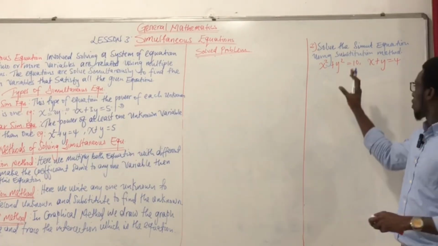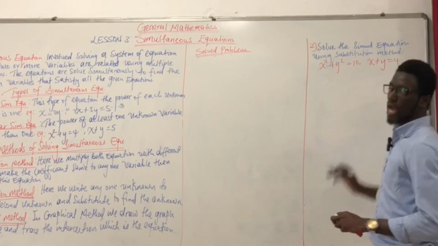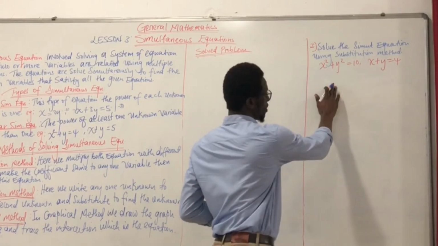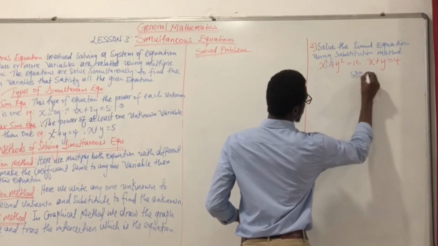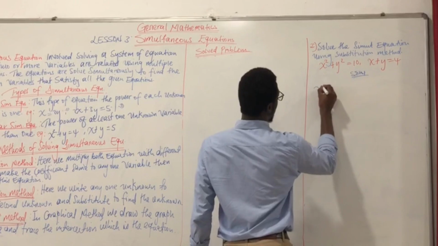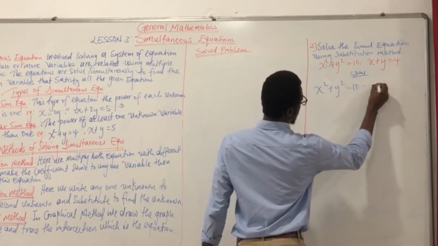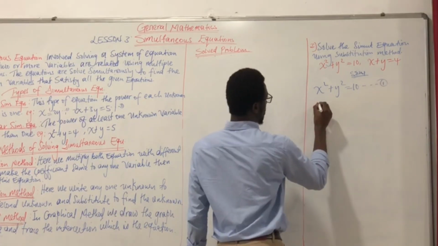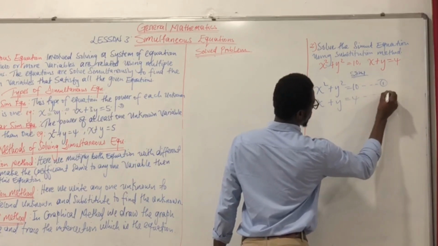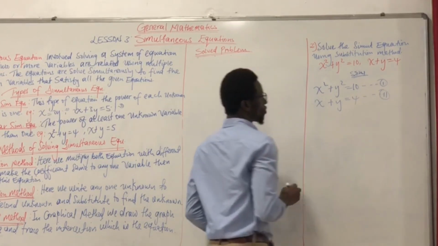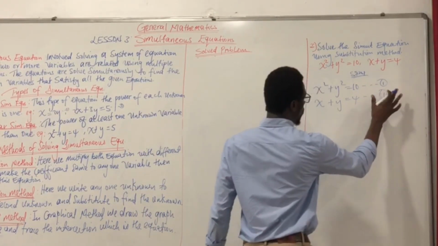So here our second problem says solve the simultaneous equations using the substitution method. Here again, as you can see, we have two equations. The first one says x squared plus y squared equals 10. Let's say this is equation 1, and this is x plus y equals 4. This is equation 2. So now by using the substitution method, we'll first try to make one of these equations the subject.